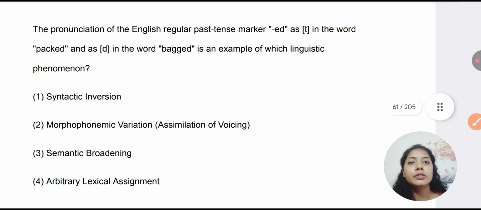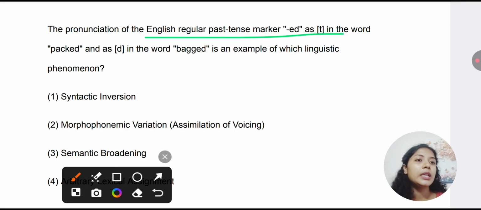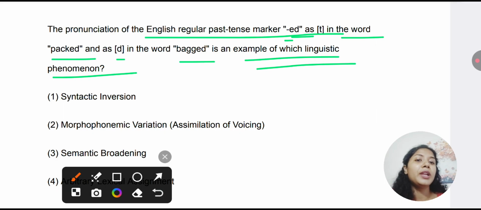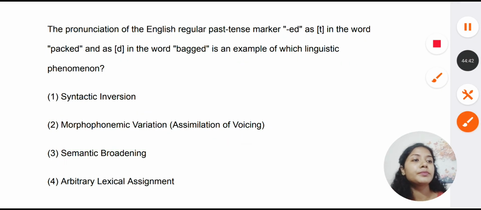See this question. Now the pronunciation of the English regular past tense marker ed in the word packed and d in the word bagged is an example of which linguistic phenomenon? So as we just studied, it is a morphonemic variation. Morphonemic variation, which is a part of phonology. Okay, so this is the meaning. Move on to the next.